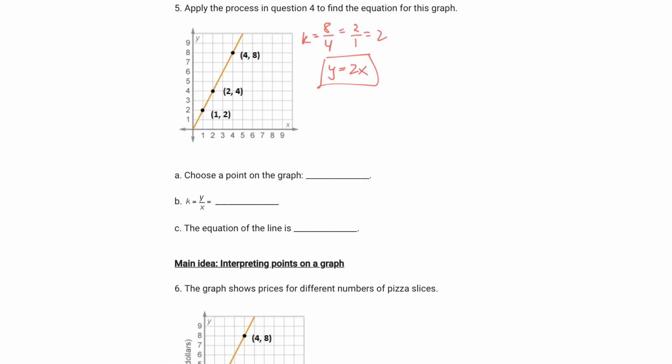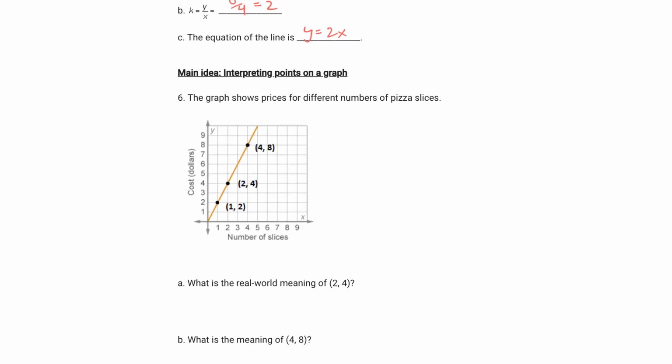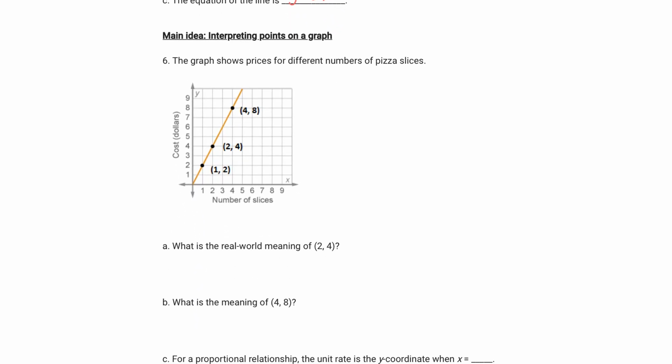So if I do that here, I couldn't fit it all in the same thing. The point was (4, 8). Divide, that'd be 8/4, which is 2. So it's y equals 2x. And then the main idea, we're interpreting points on the graph. So the graph shows prices for different numbers of pizza slices. Okay.